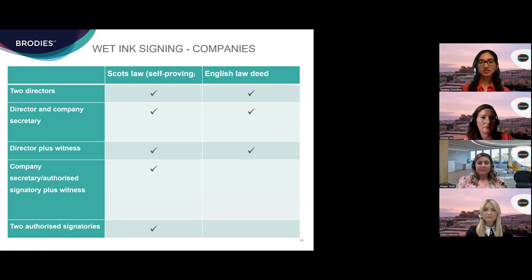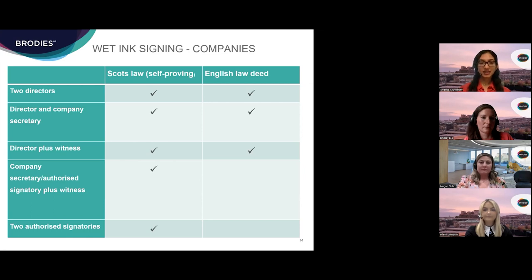Moving on now to consider electronic signing. When it comes to electronic documents, things become quite different. As I mentioned, under English law, the practice is to sign electronically in the same way deeds would be signed in wet ink. So for example, two directors could sign electronically, or a director before a witness, noting the requirement for physical presence of the witness.